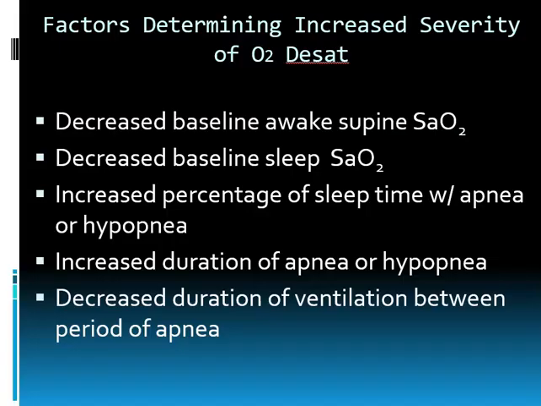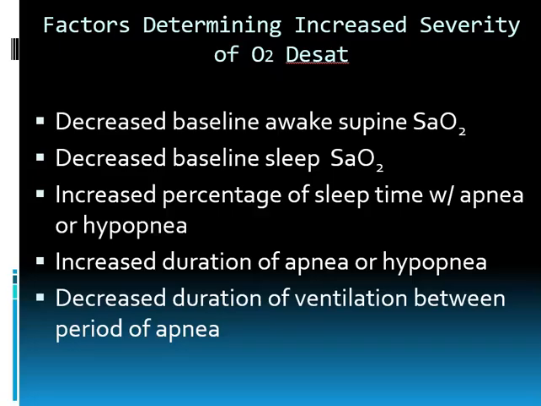The increased percentage, that would be the increased duration. So the increased percentage of sleep time is what their overall AHI is. So, how much of the time that they're asleep are they actually having the event, or are they more centered or kind of limited to supine sleep or REM sleep versus having something that's pretty progressive throughout their entire sleep? And how much they're breathing in between the events. So how much ventilation is happening in between each of the respiratory events.